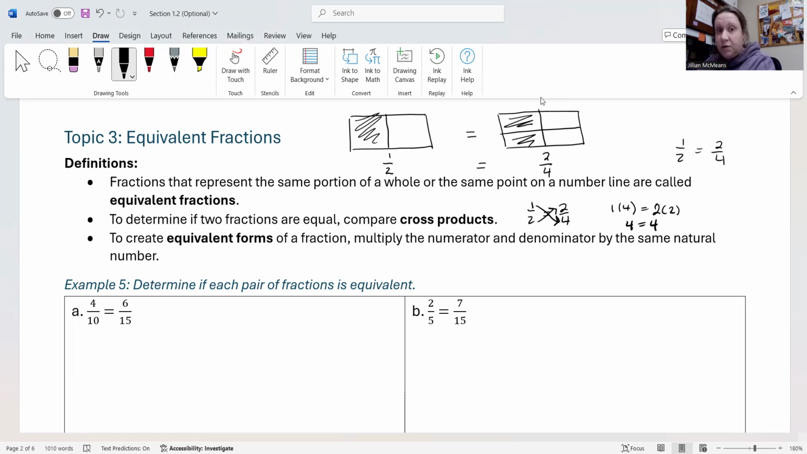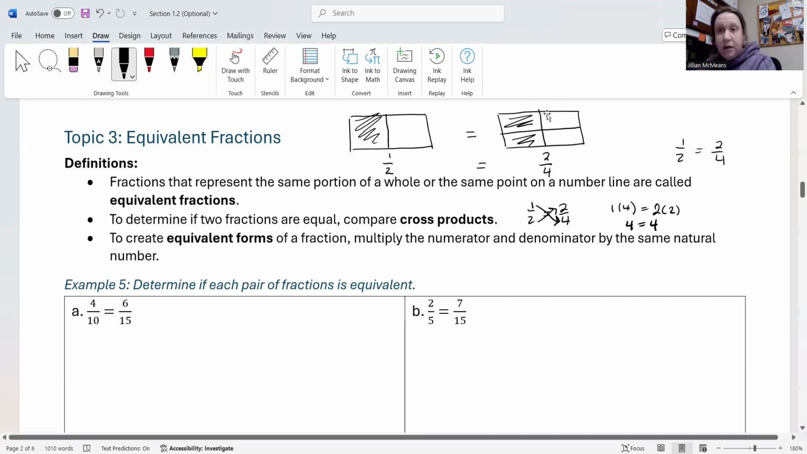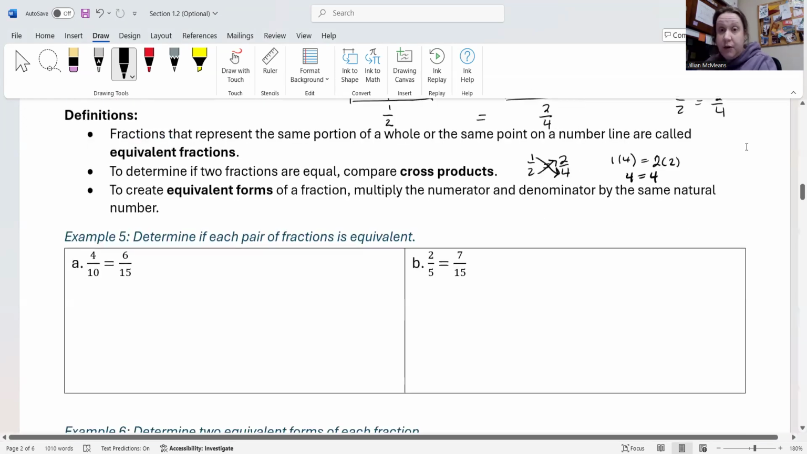Okay? So we're going to practice determining if fractions are equal, but we're also going to look at creating equivalent forms of fractions. So to create equivalent forms of a fraction, multiply the numerator and denominator by the same natural number, okay? So let's go ahead and look first at determining if pairs of fractions are equal.